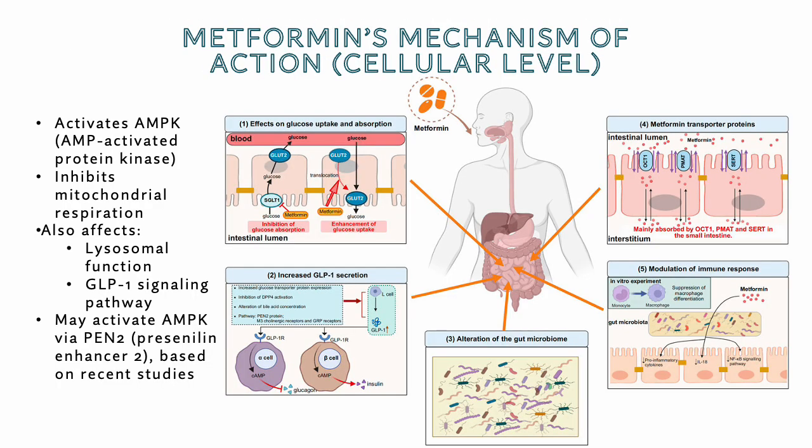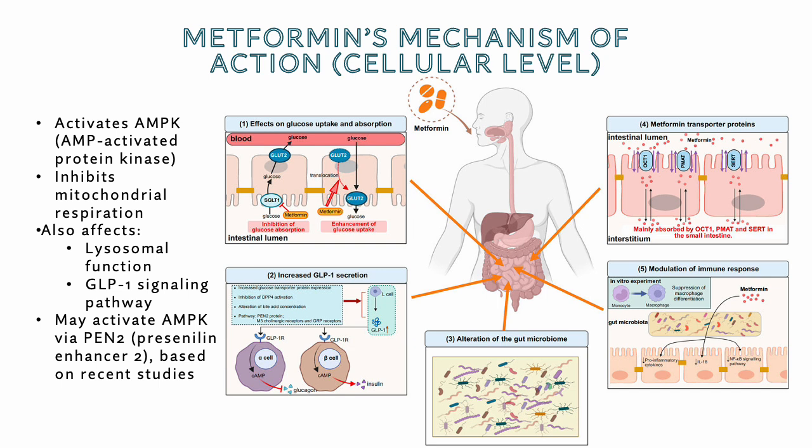Now, let's zoom in on metformin's cellular action. It primarily activates AMPK, our cellular energy regulator, which triggers many benefits. It also inhibits mitochondrial respiration, which slightly slows energy production in the liver to reduce glucose output. Beyond that, metformin influences lysosomal function for cellular waste management and the GLP-1 pathway, impacting appetite and insulin. New research suggests that it might even activate AMPK through PEN2, a transmembrane protein found in various cell types all over the body.